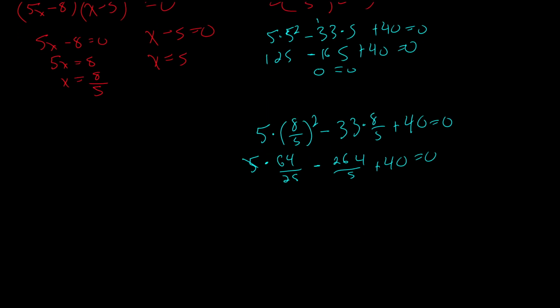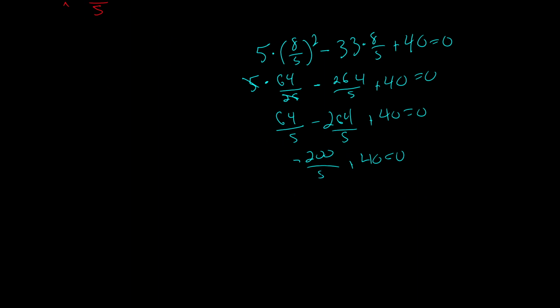Well, I'm going to use the fact that that's divisible by 5, so I'm going to get 64/5 minus 264/5 plus 40 equals 0. Well, notice the 64 is in there, so I'm going to get minus 200 over 5 plus 40 equals 0. But 5 divides into 200, so minus 40 plus 40. Hey, that worked. And so our solution sets work for us.